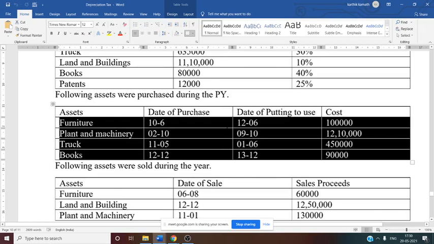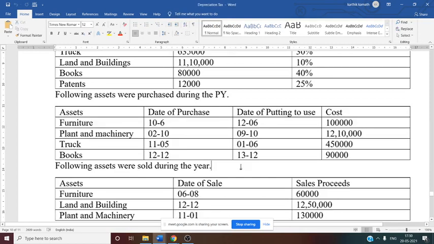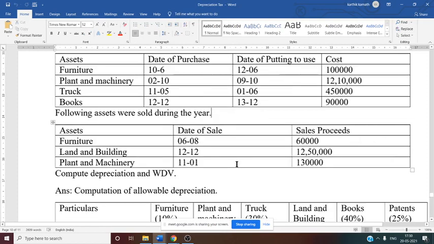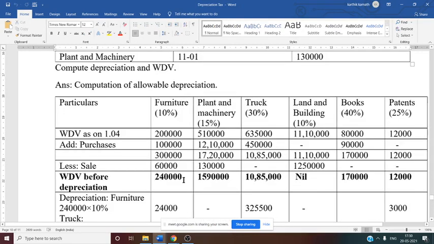2. That is, one is furniture and the second one is truck. Furniture and truck are more than 180 days. So since it is more than 180 days, you can directly calculate the depreciation. You can directly calculate the depreciation on the balance itself. Whatever the balance, written down value before depreciation, there itself you can calculate the depreciation.